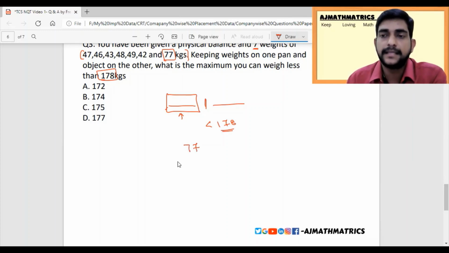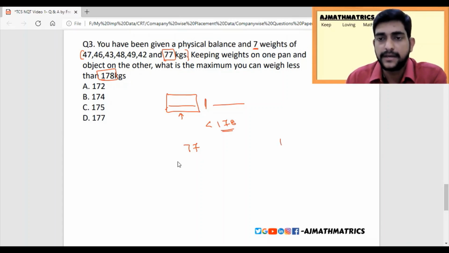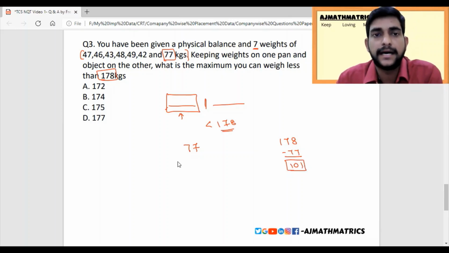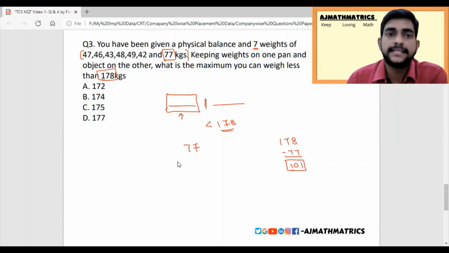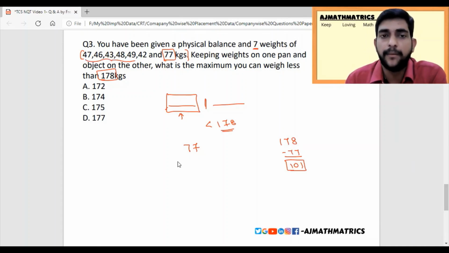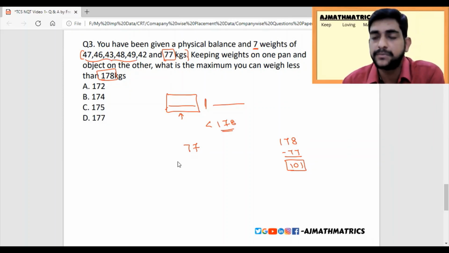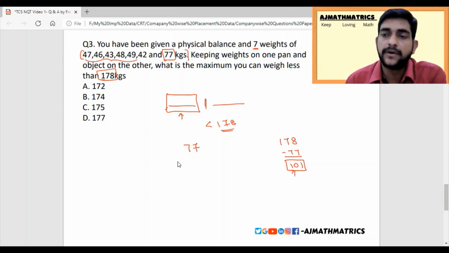Now the value should be less than 178. So I'll give you an easy method for this. 178, let's subtract the 77, here you will get 101. So we need to consider the other 2 or 3 weights to get the value as 101. And see, all the numbers here are above 40, and if you consider 3 numbers more than 40, you will get more than 120. So that will obviously be greater than 178. So we should consider only 2 values.